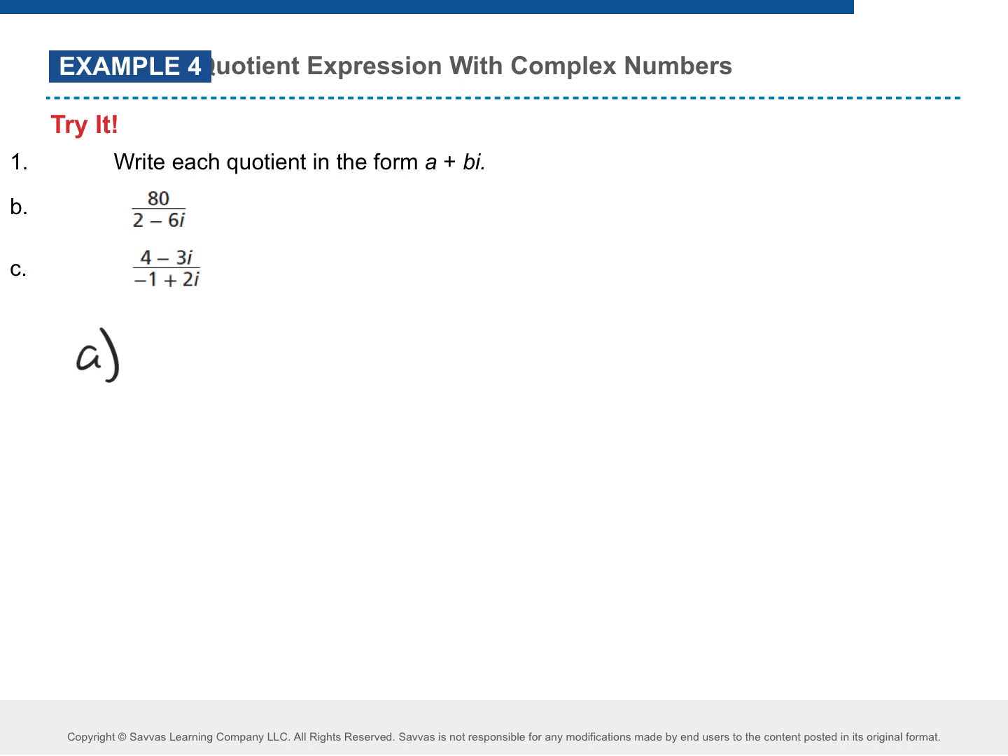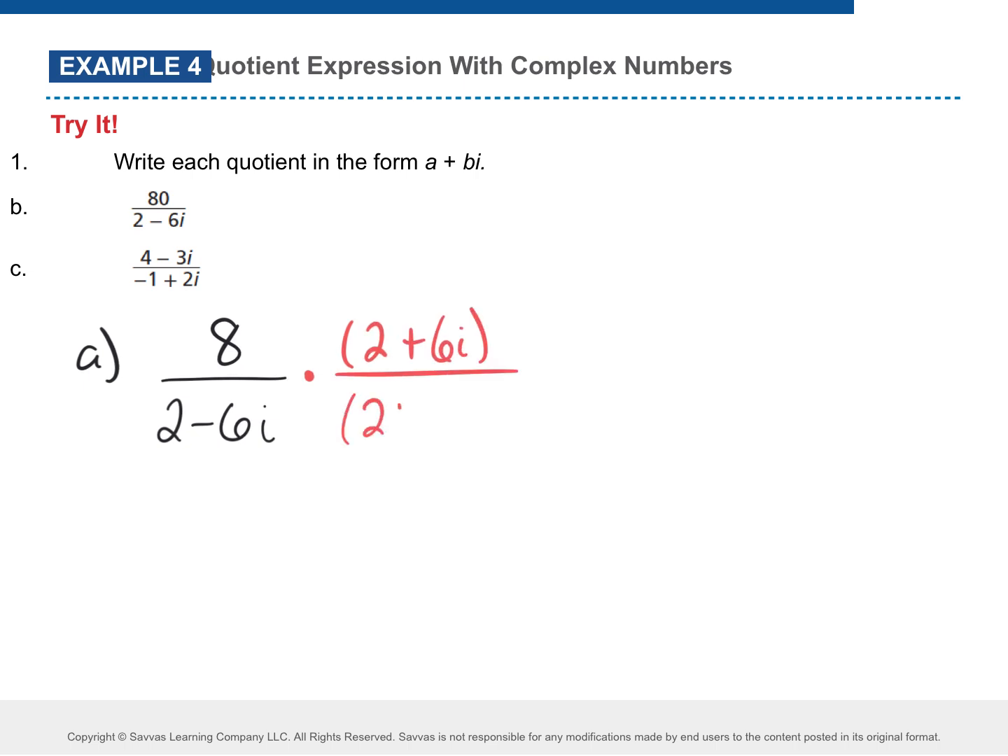Just so we aren't working with such big numbers, change that 80 to an 8. So go 8 over 2 minus 6i. What's wrong with this expression right here? i's on the bottom. We want to get rid of that. How do I get rid of that? Multiplying by the conjugate. What's the conjugate of 2 minus 6i? 2 plus 6i. Yep. So multiply by 2 plus 6i on the top and the bottom.